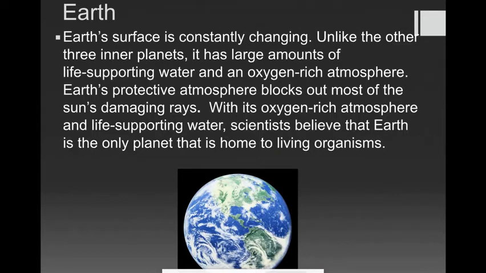So, Earth's surface. Earth is constantly changing. Unlike the other three inner planets, our other terrestrial planets, that is, it has large amounts of life-supporting water and an oxygen-rich atmosphere. Earth's protective atmosphere blocks out most of the sun's damaging rays. With its oxygen-rich atmosphere and life-supporting water, scientists believe that Earth is the only planet that is home to living organisms. So because of our atmosphere and because of the fact that we have water, we are able to have living things here on Earth.